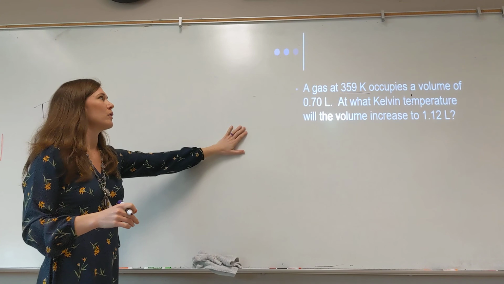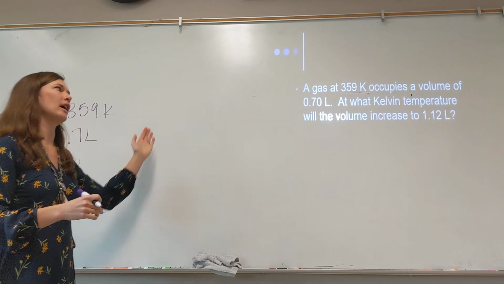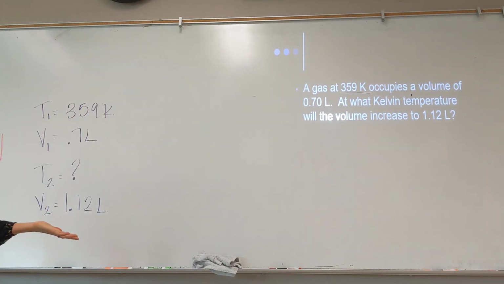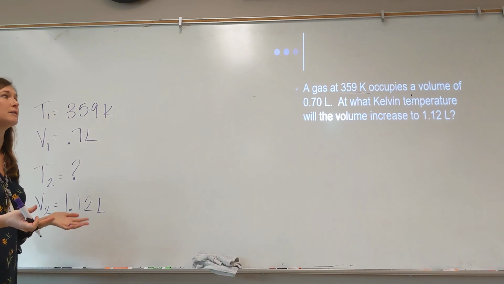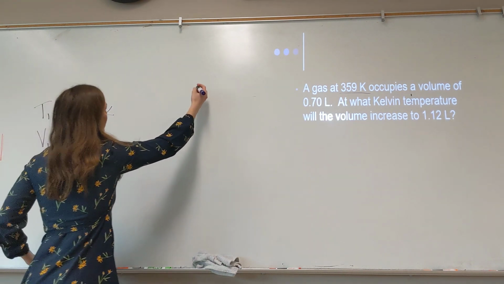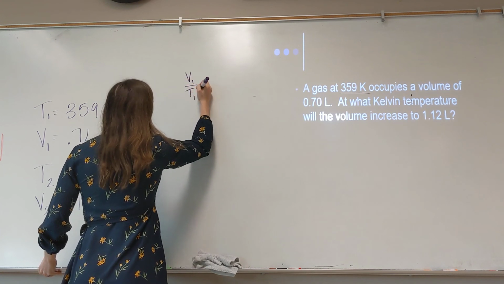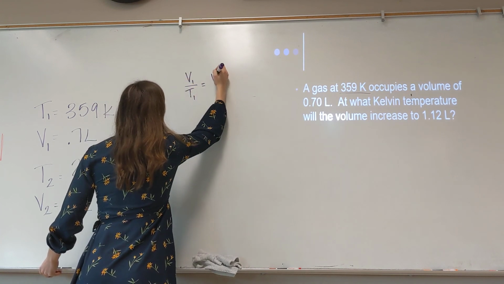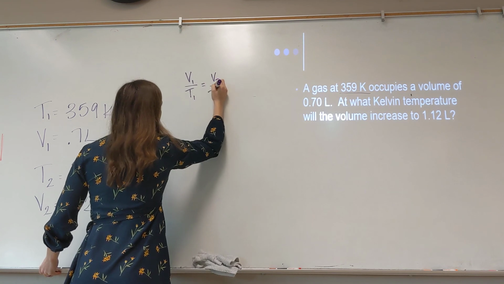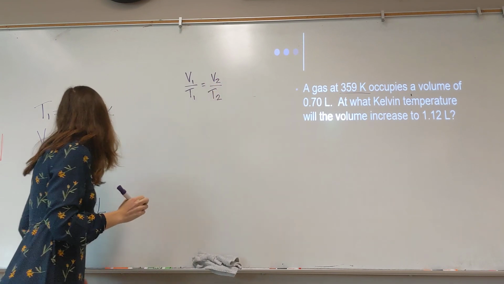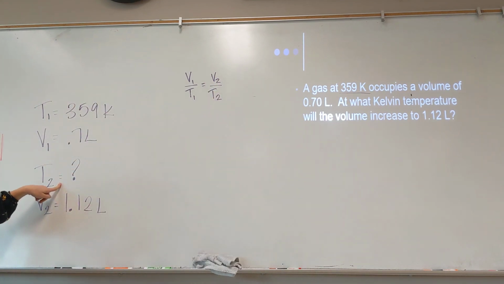Okay, so we can go ahead and check out which equation we think we're going to be using. I'm only given volume and temperature. I don't have pressure. I can assume that pressure is constant. So I'm going to set up my formula. V1 over T1 equals V2 over T2. And I'm solving for T2.